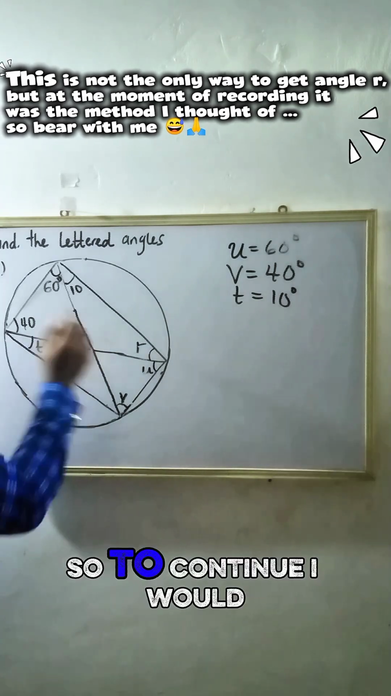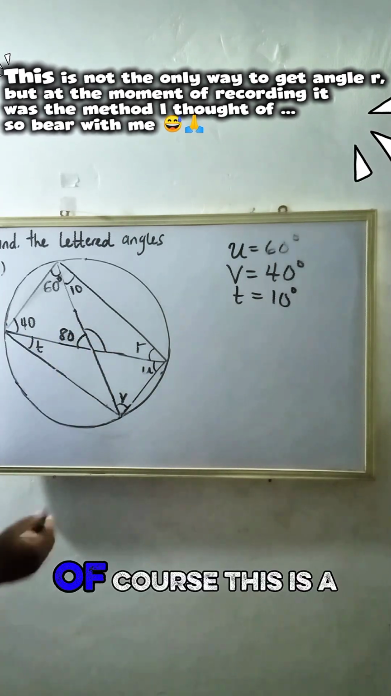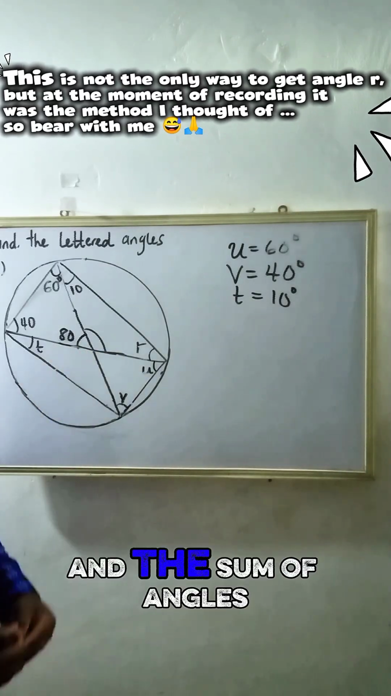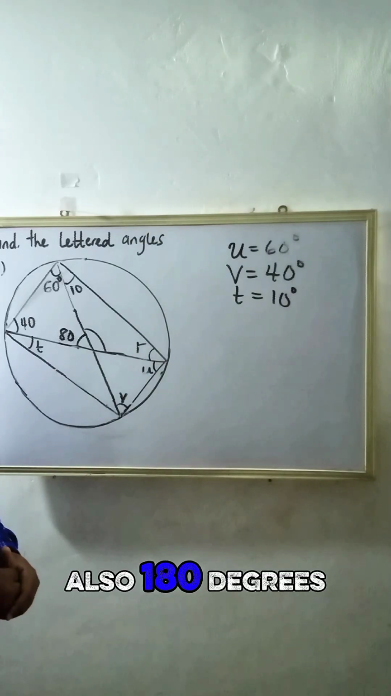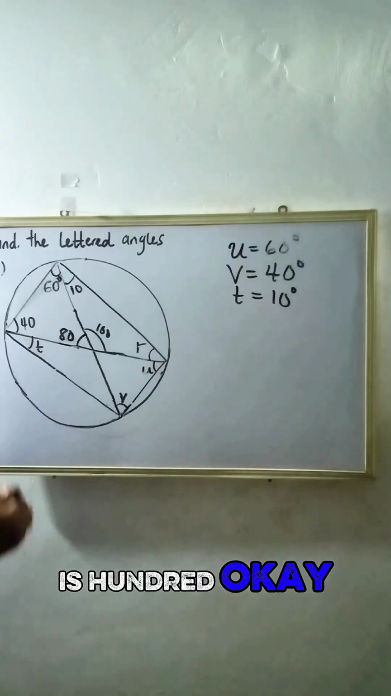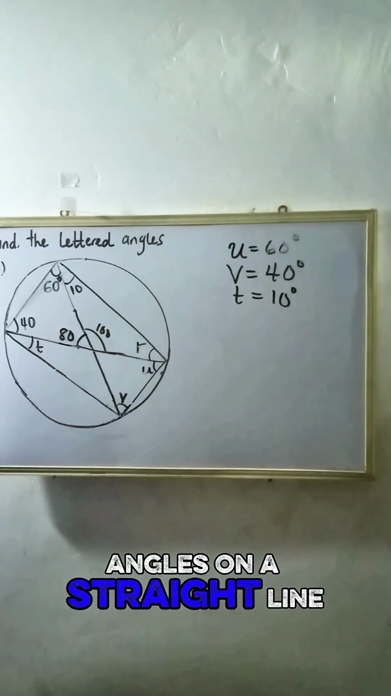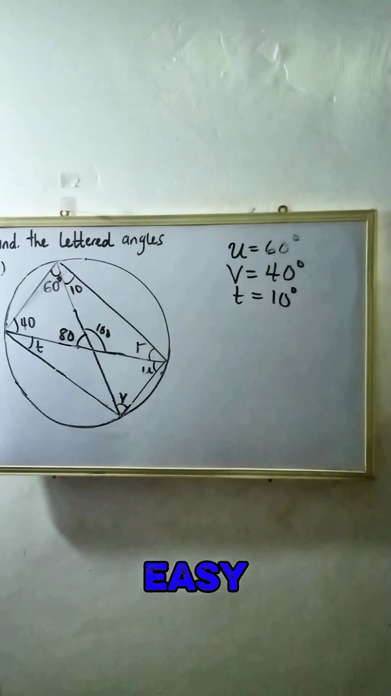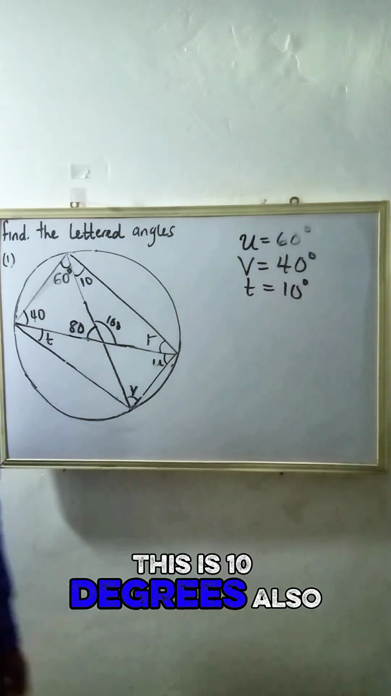Okay, so to continue, I will also need to cut this angle. Of course, this is a straight line, okay? And the sum of angles on every straight line is also 180 degrees, meaning that this angle here is 100. 180 gives me the sum of angles on a straight line. Okay, so R becomes very, very easy. I see that this is 100 degrees, this is 10 degrees.